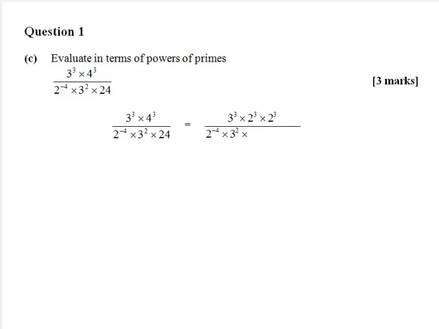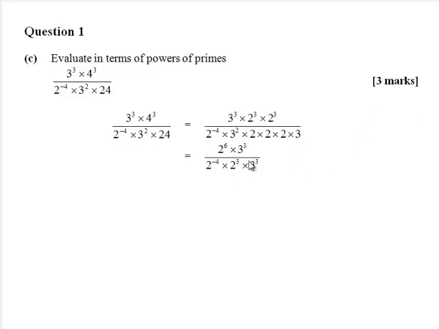Okay, now we'll look at the denominator. The 2 to the minus 4 and the 3 squared are both prime factors, but 24, well, that's made up of 2 times 2 times 2, which is 8, times 3, which is 24. Right, let's gather all the terms together and reorder them with the smallest on the left hand side. So we've got 2 cubed times 2 cubed, so that's 2 to the 6, 3 cubed remains the same. We've got 2 to the minus 4, 2 times 2 times 2, which is 2 cubed. And then we've got 3 squared and a 3 there, which gives us 3 cubed there.